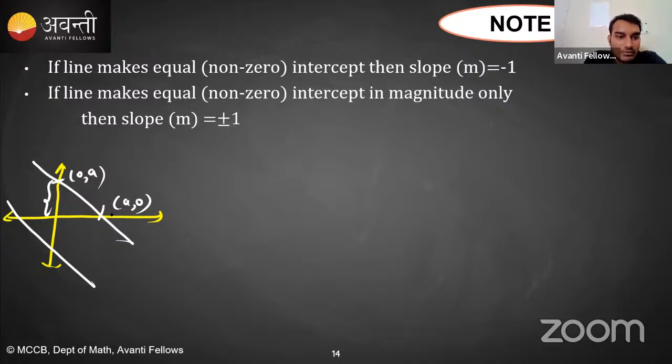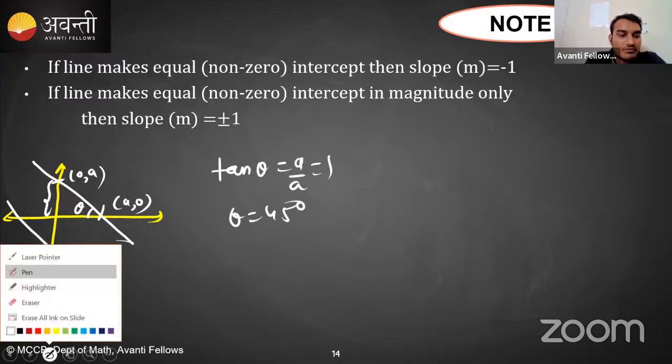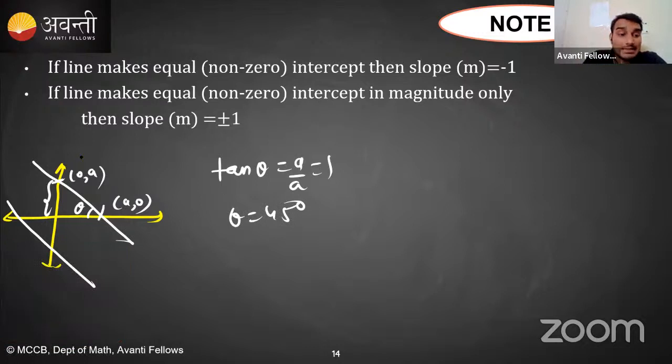So if I ask you what is this angle, theta, tan theta is a upon a, which is 1. So it means theta is 45 degree. So what is the slope of the line? Slope of the line is the angle that line makes with the positive x-axis, taking in the anti-clockwise direction. Okay, so that you should know that from the positive x-axis, and we have to follow it in the anti-clockwise direction. So this is the slope.